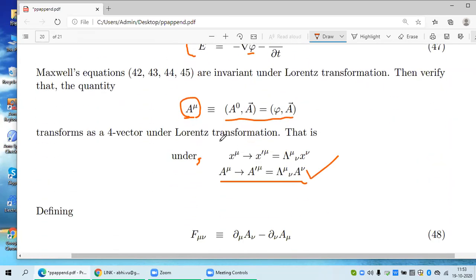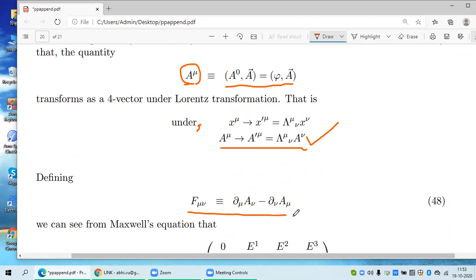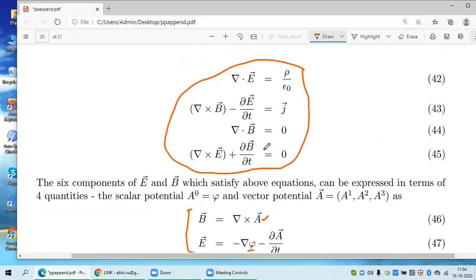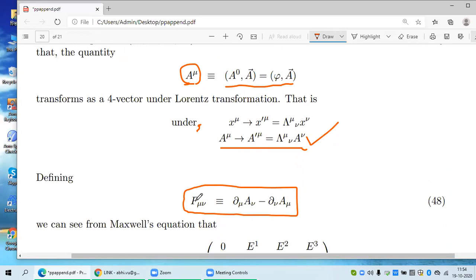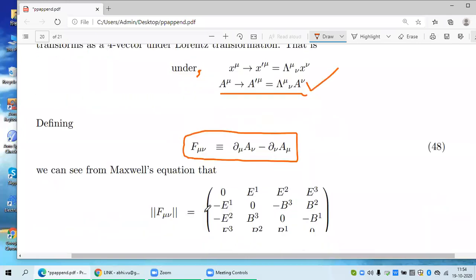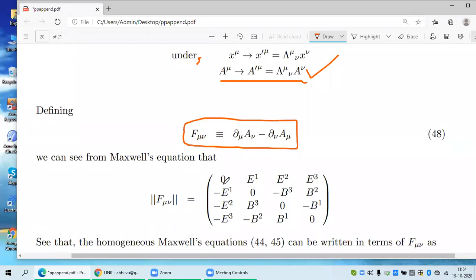Now for this, you define an object of A mu like this. Define a quantity like this. If you just define a quantity like this, it will be easier to express this in terms of A mu. And the way of definition tells you that f is diagonal. Okay, so you check what is f. Different components of f you check. So for 0, 0, it is 0. Sorry, it's not diagonal. Its diagonals are 0. It is antisymmetric. Therefore, diagonals are 0.